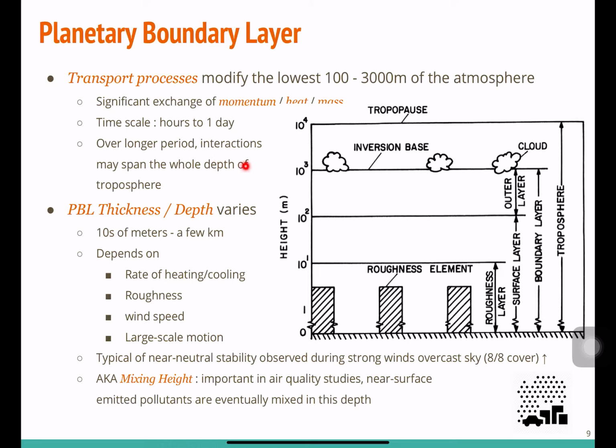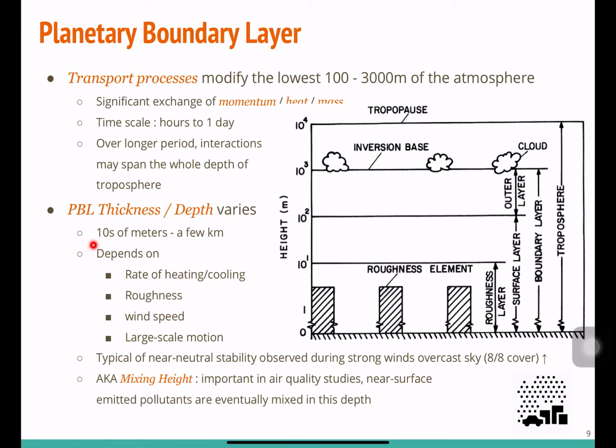And over a longer period, the interactions may span the whole depth of the troposphere. So even though the boundary layer is a thin layer compared to the troposphere, its influence could be transferred up to the free atmosphere. So people say that it's very important to have the right representation of the boundary layer in order to have a better weather prediction or climate prediction for the future, okay?